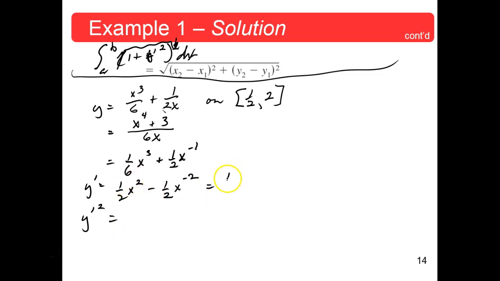Let me do one other thing. Let me go on and pull out the 1/2. And that gives me x squared minus x to the minus 2. Say again? Not yet. We haven't squared it yet. No, I wrote it down, but I didn't square it. So when you square 1/2, you get 1/4. Now square that thing. Anybody? X to the 4th. Good first step.